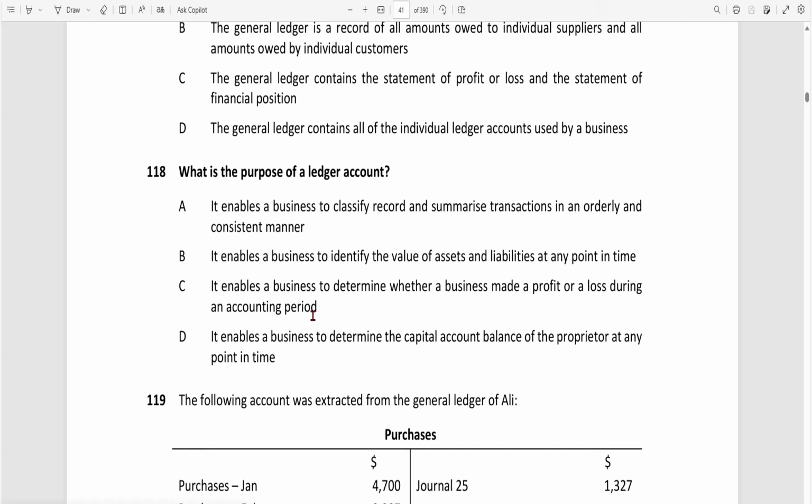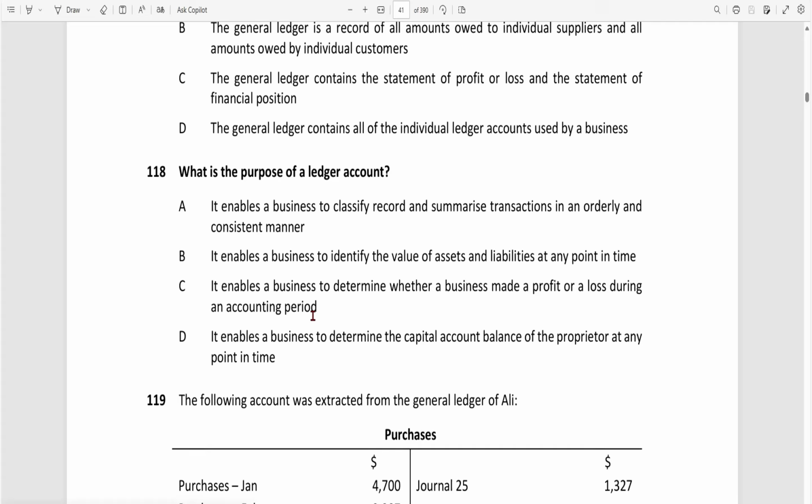Option C says it enables a business to determine whether it made a profit or loss during an accounting period. Later, the ledger will help a business to classify, record, and summarize the transactions, but the purpose of determining profit or loss is actually achieved through the preparation of the statement of profit and loss, the so-called income statement, which will be prepared based on the ledger accounts. So this is also incorrect.